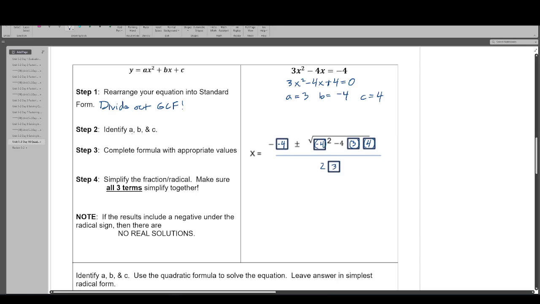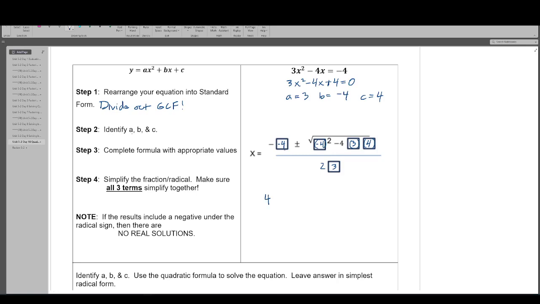Once we've put everything where it goes, now begins a lot of simplifying and making sure we keep track of all of our numbers. So our negative 4 becomes 4. As usual, I like to think of this, instead of as negative b, as the opposite of b. So when I see a negative in front of a variable, I always try to think of it as the opposite of that number. That way I don't have negative 4, I have the opposite of negative 4, which to my brain makes more sense as just a regular 4.